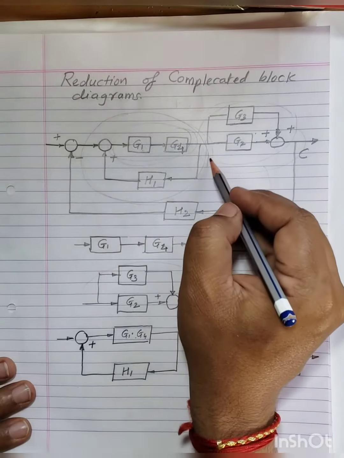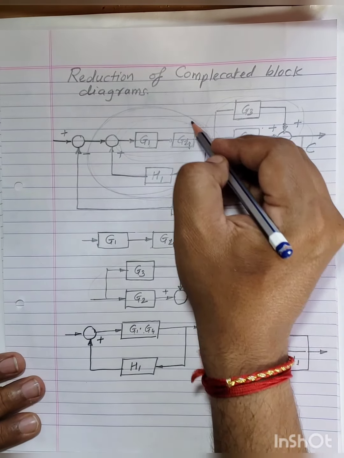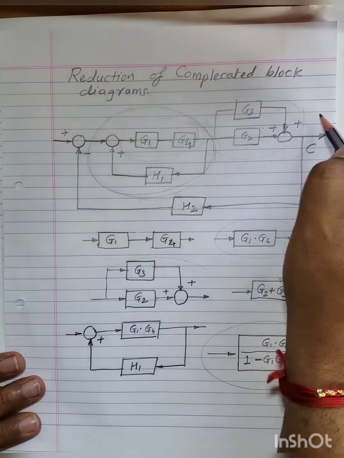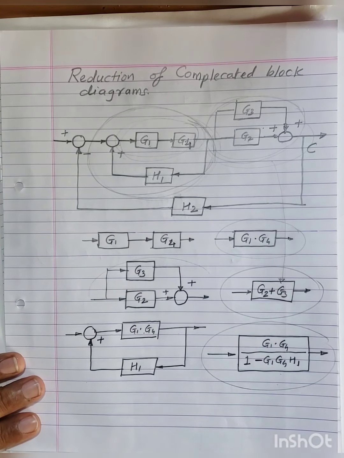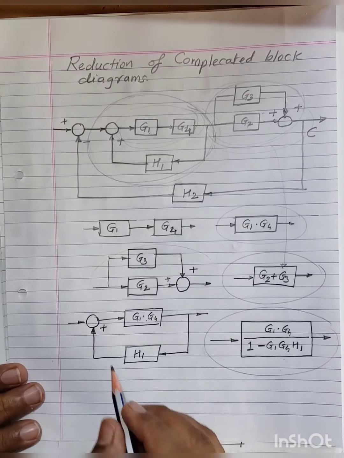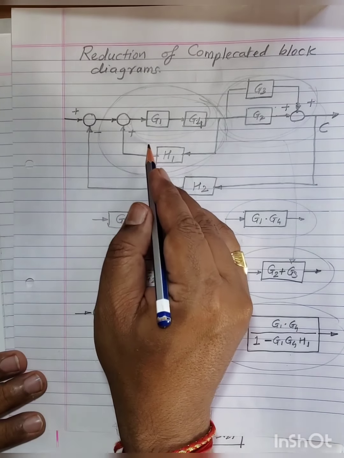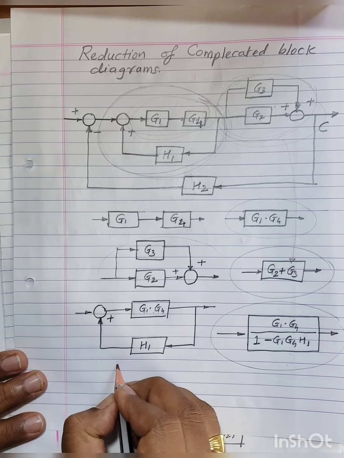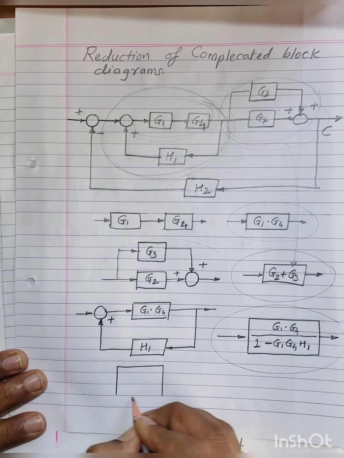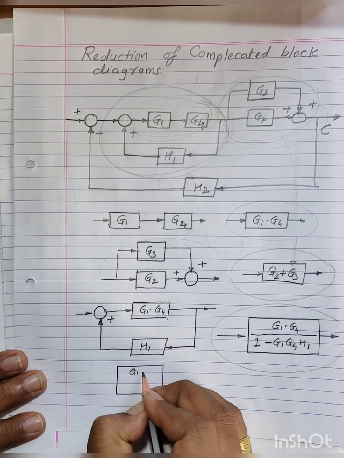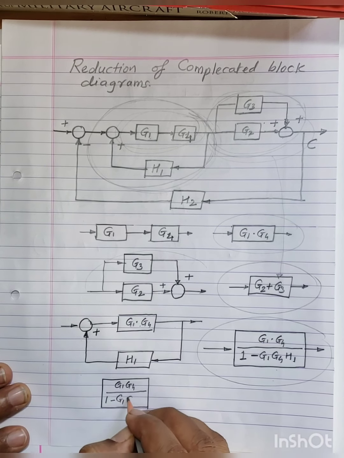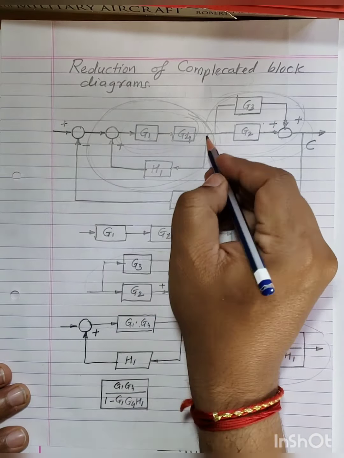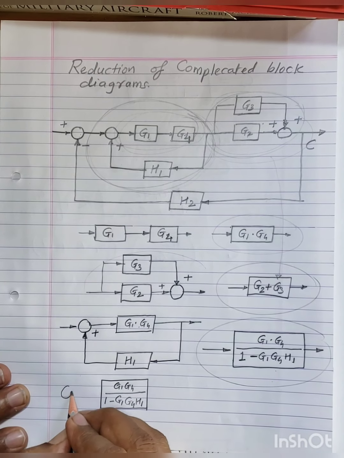So what we did is, now we are going to replace this circuit with this equivalent circuit, and we will form one more new circuit. If you cross check, in this case the replacement for this is this. I will just draw the block G1 G4 upon 1 minus G1 G4 H1.